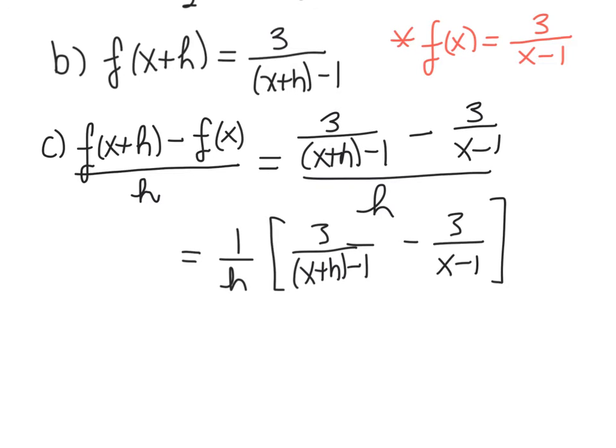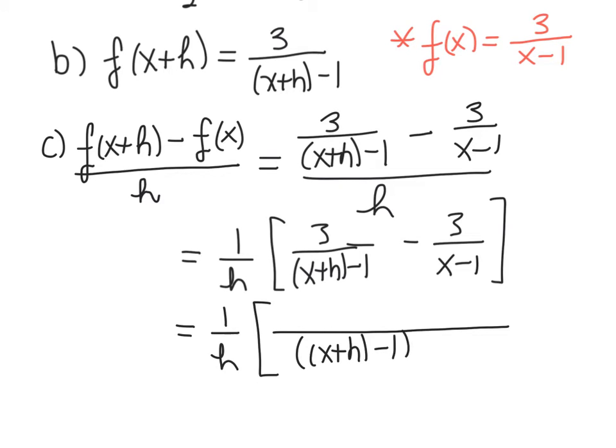Now I'm going to get a common denominator in here to simplify this. So this is equal to 1 over h. My common denominator will be x plus h minus 1 times x minus 1. Now we don't normally multiply or expand denominators just because it will make our calculations easier if we don't. On the other hand, we do expand and simplify numerators.